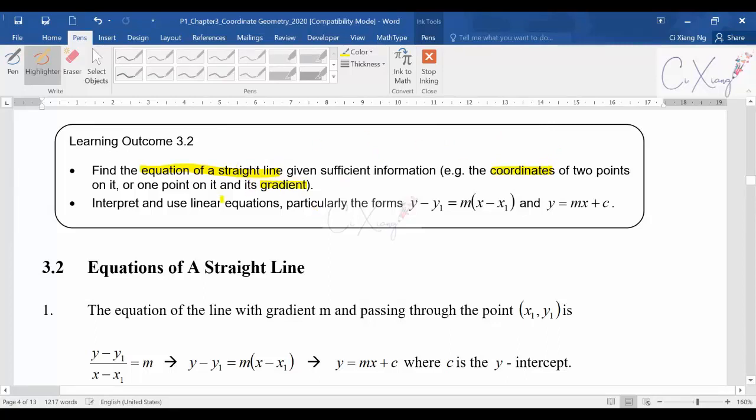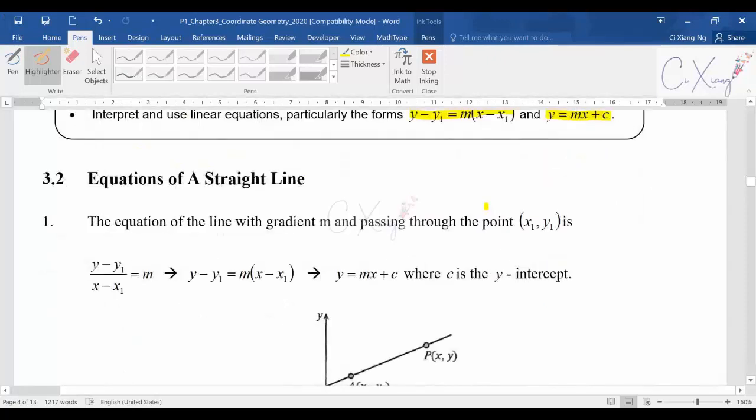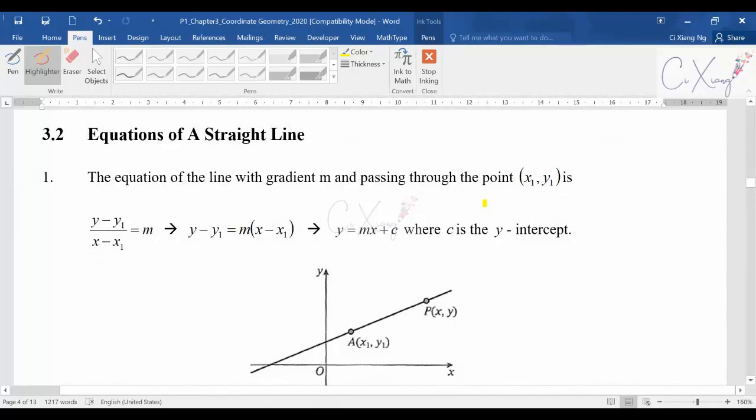Okay, so to interpret and use the linear equation, you also need to know how to form the equation. This is the formula that we use to form the linear equation. And after you form a linear equation, maybe you need to know also how to apply it. Okay, so let's start with our first part here, then again, to form the equation of the line.